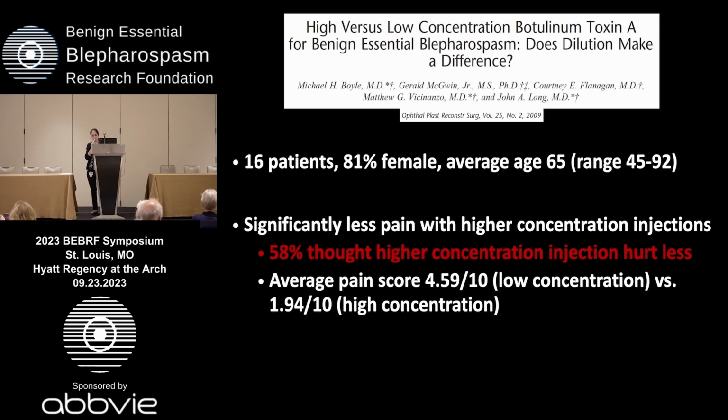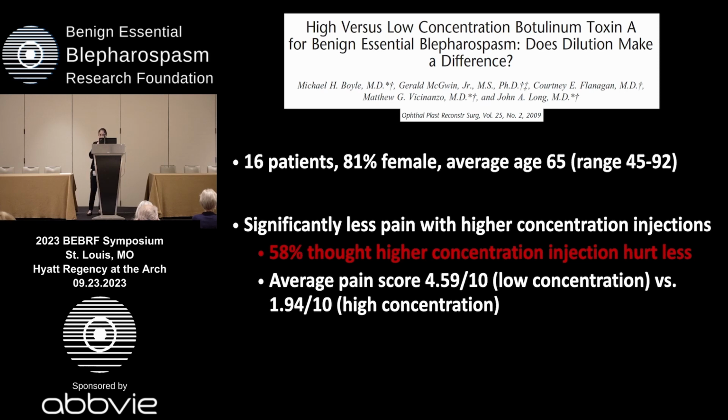For the lower concentration group, the thought is that if it's diluted with more volume and you're injecting more volume, that's possibly stretching the tissue more and causing more pain. That group rated pain about 4.5 out of 10 versus only 1.9 for the higher concentration group. The higher concentration group, again, is a lower volume that you're actually injecting.